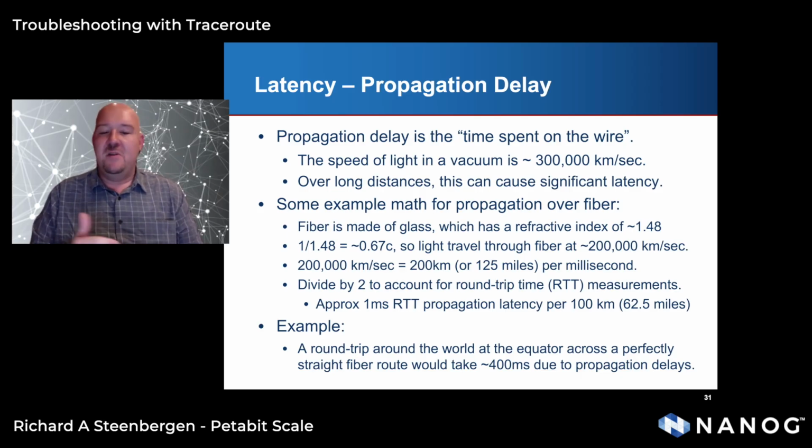And then, if you are looking at it the way that you look at it in traceroute, you have to divide that in half to account for the round trip time. So a good ballpark is that you should see 1 millisecond of round trip time propagation latency show up per 100 kilometers of fiber that you've spanned. As an example, if you were to go all the way around the world at the equator and come all the way back on a perfectly straight fiber route, that would take about 400 milliseconds. So it becomes pretty significant to cross large distances.